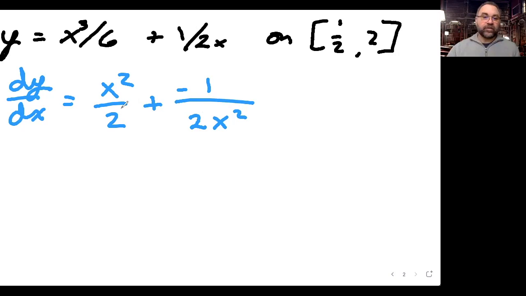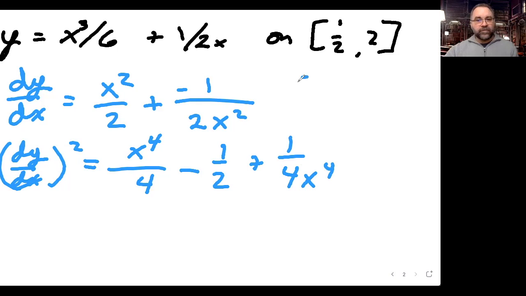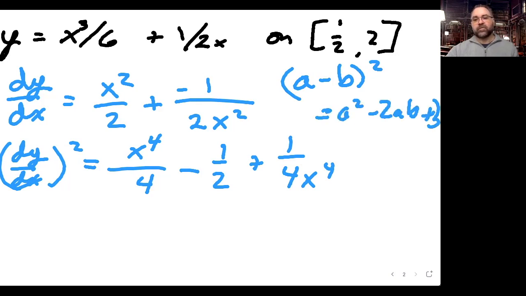Now, looking back at the integration formula there, I see that I actually need dy dx squared. Well, when I square this binomial out, the first term is x to the 4th over 4 minus, now when you multiply these two together, the x squareds will cancel, but we're going to get a -1/4. And then you double that, you double for the middle term. So you get a -1/2 right here. And then the end term, we get 1 over 4x to the 4th. If you didn't follow that or that was too fast, just look up a minus b quantity squared. You get a squared minus 2ab plus b squared. Oh, shoot. Well, there's a squared over there.